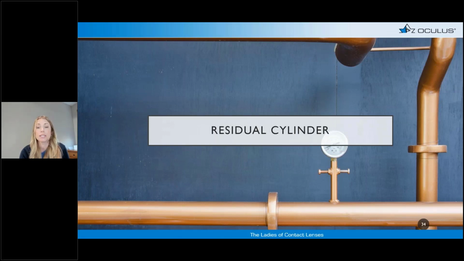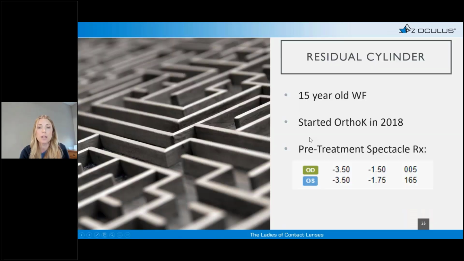All right, so the next case that I would like to share with you all is a case of residual cylinder. This is a patient who has been doing Ortho-K since she was 10 years old. She started in 2018, and I had originally started her in a different lens design. You can see that she was a little bit higher myope with some astigmatism there. It's with the rule, so that's going to be okay, but kind of a lot of cylinder.